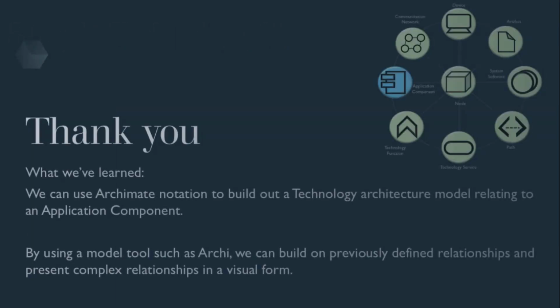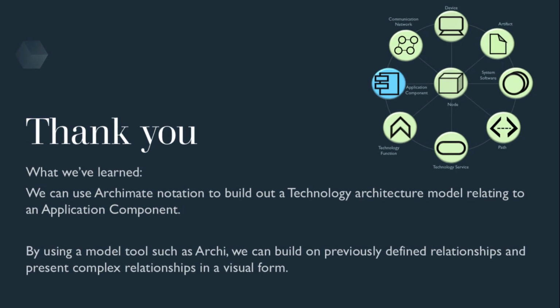Well, thanks for your time. That concludes our session on the technology layer. We've learned we can use ArchiMate notation to build out a technology architecture model relating to an application component. By using a model tool such as Archi, we can build on previously defined relationships and present complex relationships in a visual form. I hope you got some value out of this and it's helped you fast track your understanding of Archi and the ArchiMate framework.